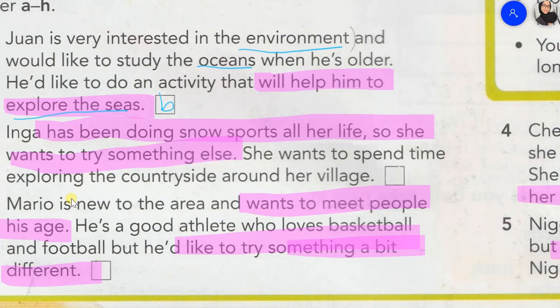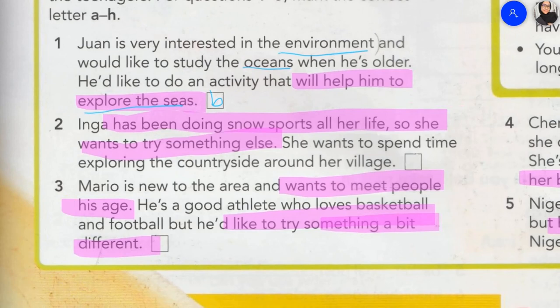Okay, now what about Inga? So, okay, Inga has been doing snow sports all her life, so she wants to try something else. Okay, so no snow sports for Inga, but something else. She wants to spend time exploring the countryside around her village. Countryside and village, okay?